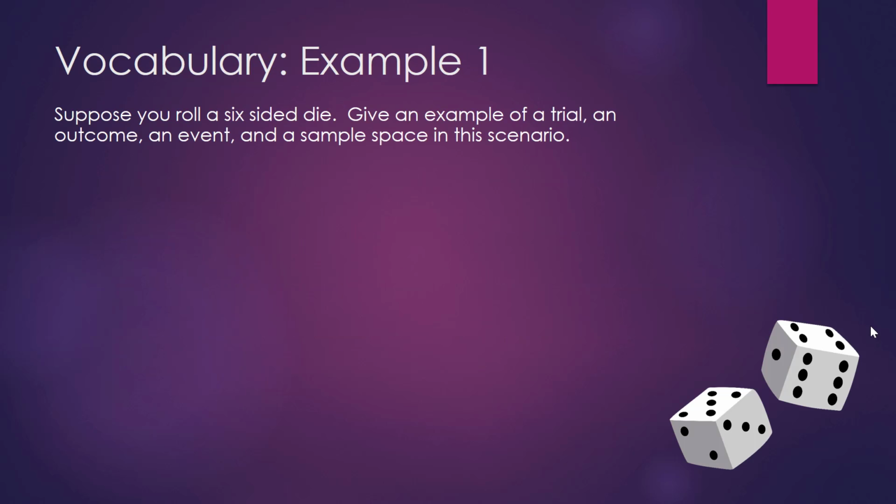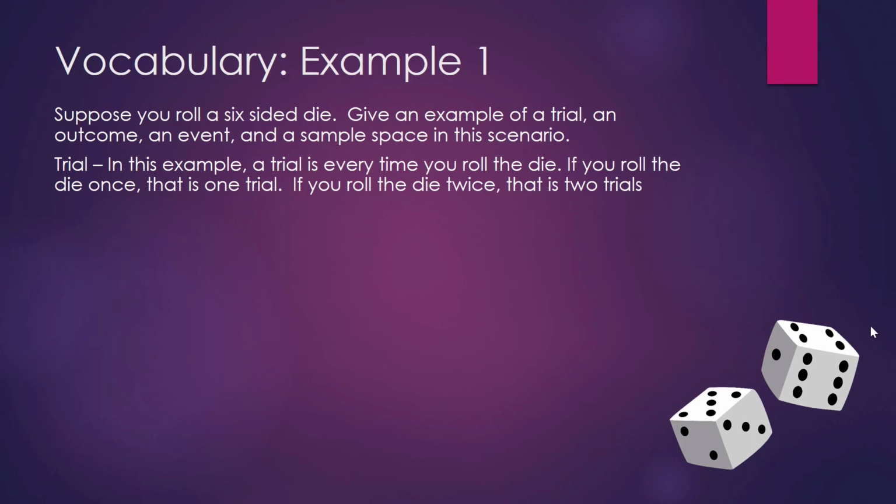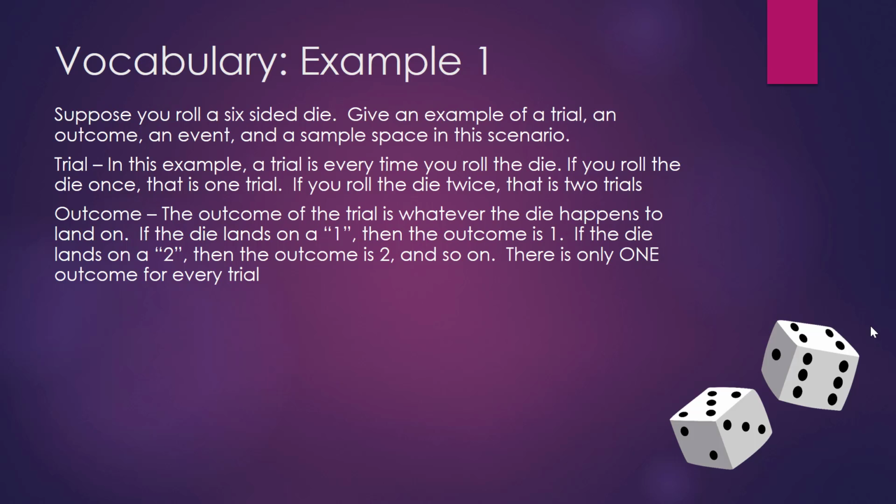Vocabulary example 1. Suppose you roll one six-sided die. Give an example of a trial, an outcome, an event, and a sample space in this scenario. If you want, you can pause the video, write down your thoughts, and then unpause it to see if you are correct. In this example, a trial is every time you roll the die. If you roll the die once, that is one trial. If you roll the die twice, then you have done two trials.